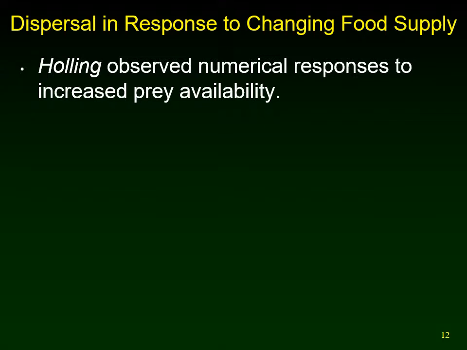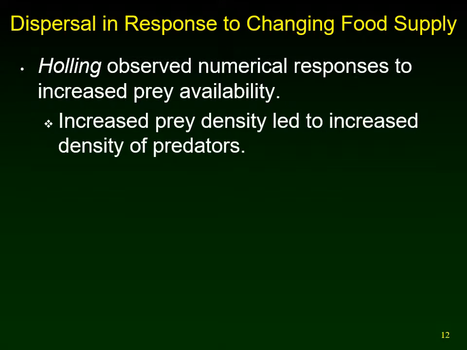Now, dispersal can be not just whether something is able to move, but also whether its food supply moves. Then an animal might follow that food supply and disperse in response to it. In a study mentioned in your text by Holling, they observed numerical responses to increased prey availability. Essentially, the increased prey density led to an increased density of predators.